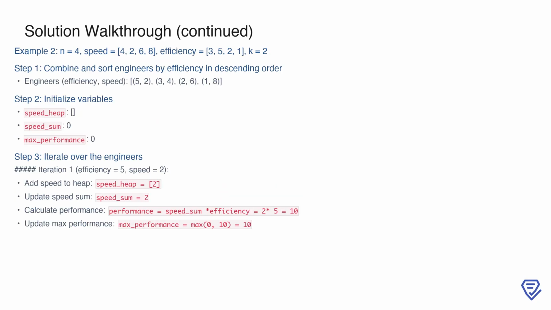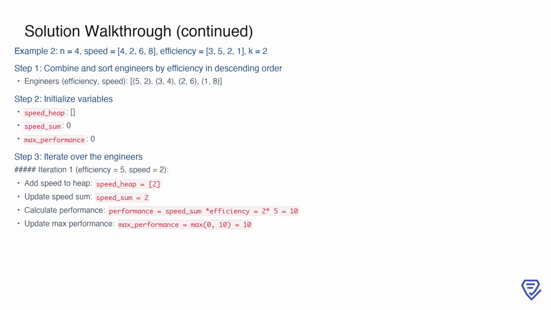In the second example, we have 4 engineers, and we aim to form a team of at most 2 engineers. We begin by pairing each engineer's efficiency and speed, then sorting these pairs in descending order of efficiency. This results in the list (5, 2), (3, 4), (2, 6), (1, 8). With the engineers sorted, we initialize the speed heap, speed sum, and maximum performance as before.